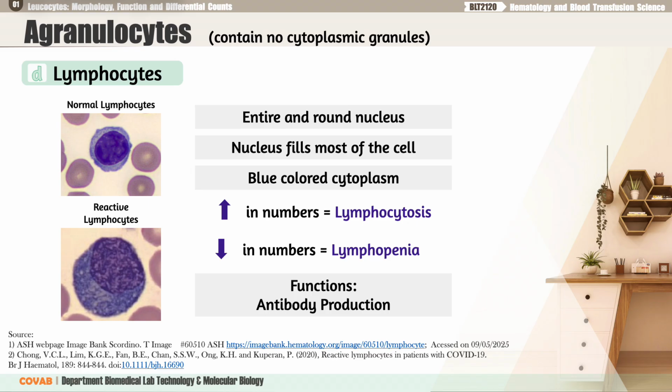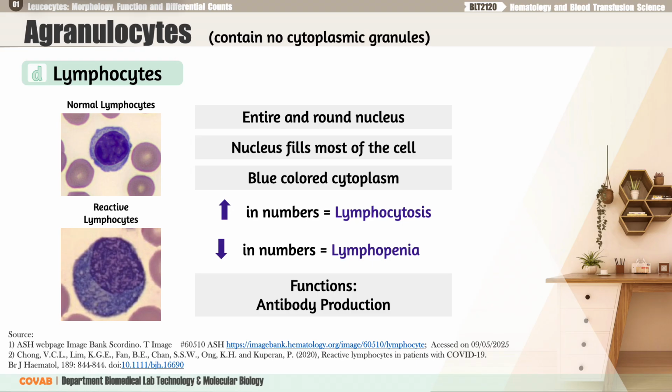The first category we're going to look at are the lymphocytes. As a reminder, they do not have cytoplasmic granules. The pictures here show lymphocytes in a thin blood smear. The one on the top shows a normal lymphocyte. The one below shows an activated lymphocyte. The nucleus is round, it's entire, and it fills most of the cell. So we've got a high nucleus to cytoplasm ratio. The cytoplasm is blue colored.